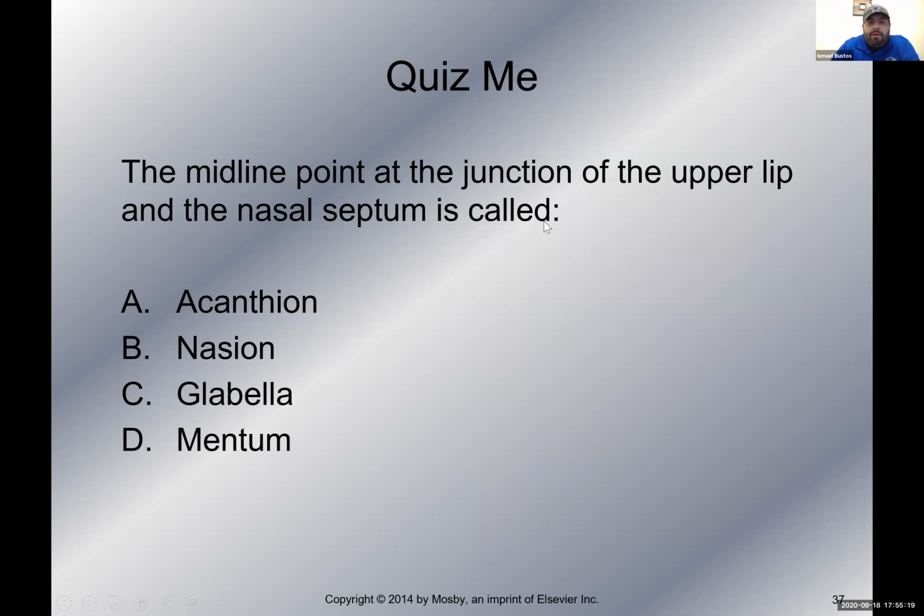All right, the midline point at the junction of the upper lip and the nasal septum. So upper lip, nasal septum. What is that called? 3, 2, 1. It is the acanthion. Very good.